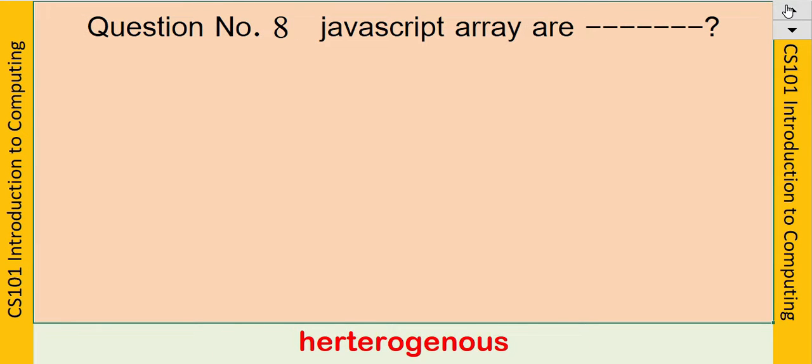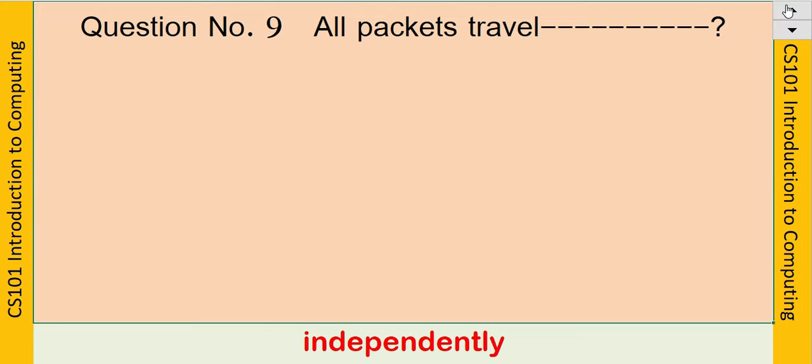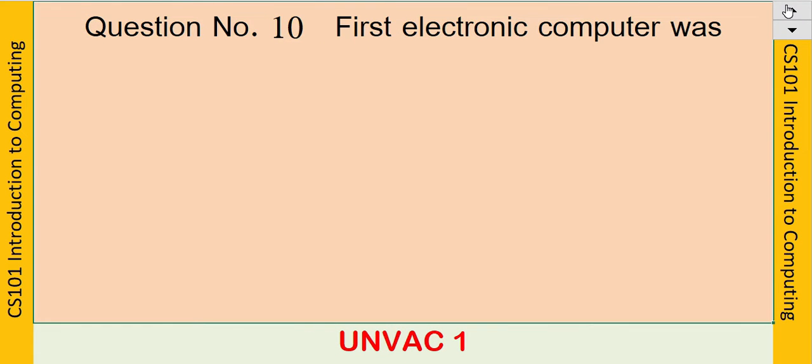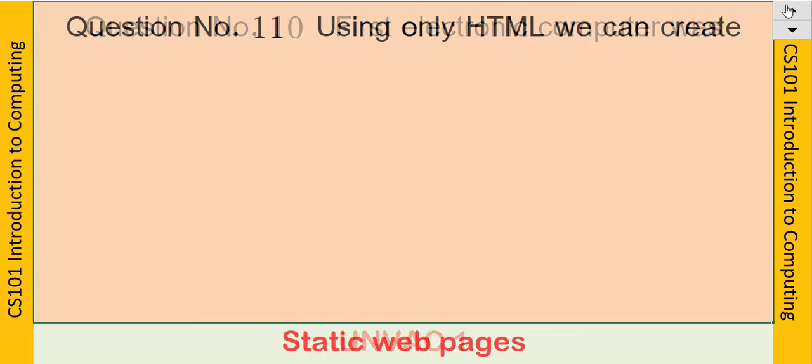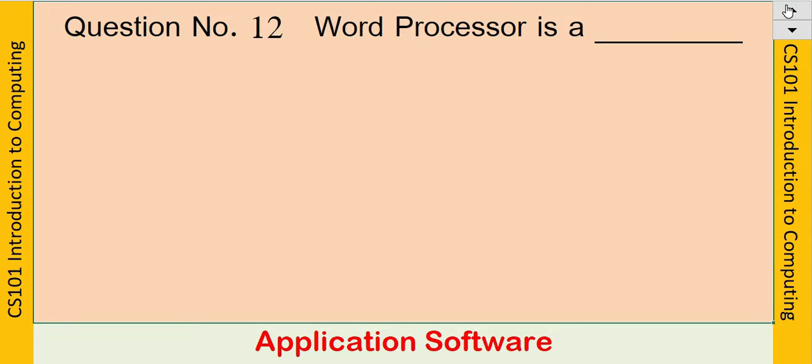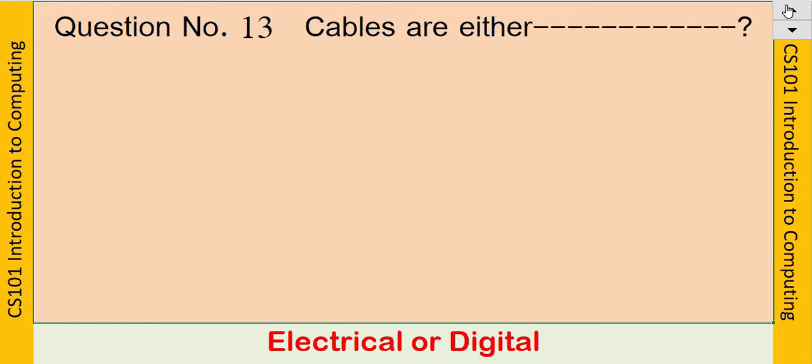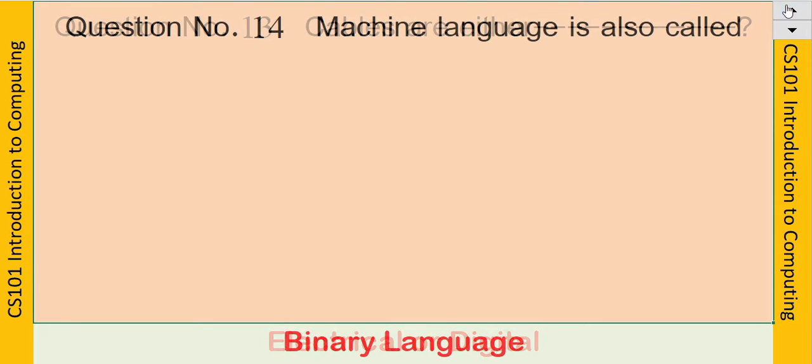JavaScript arrays are heterogeneous. All packets travel independently. First electronic computer was UNIVAC 1. Using only HTML we can create static web pages. Word processor is an application software. Cables are either electrical or digital.